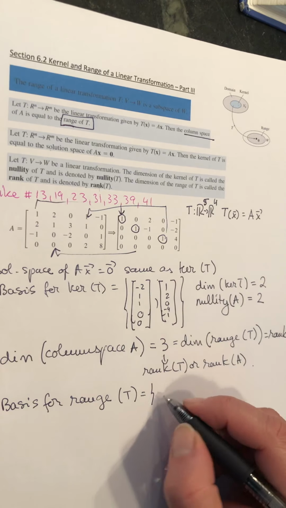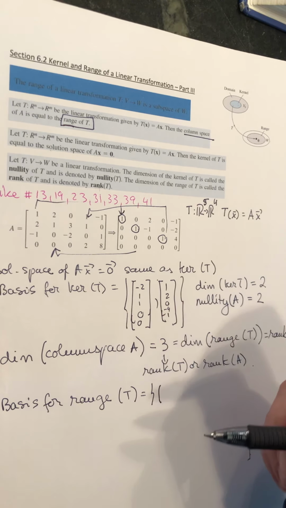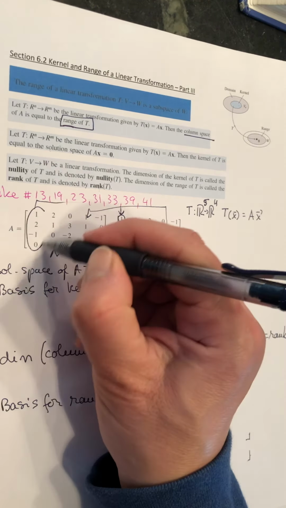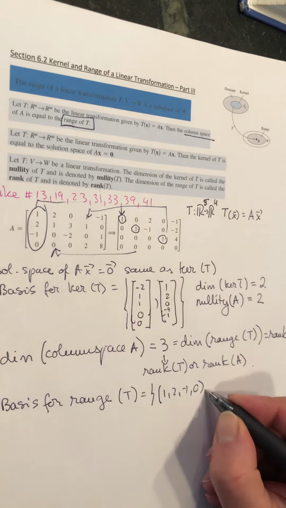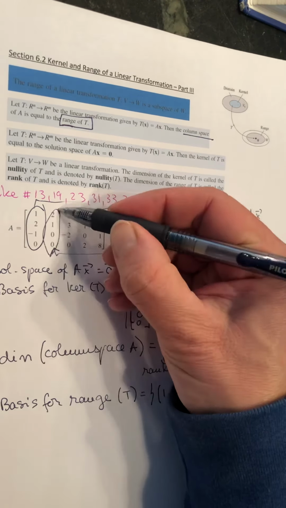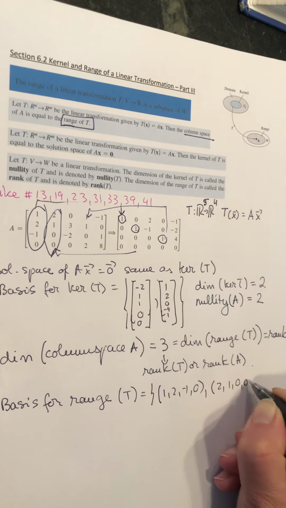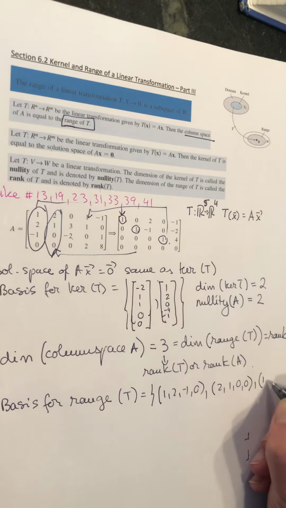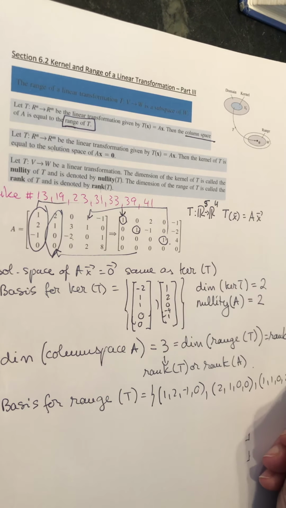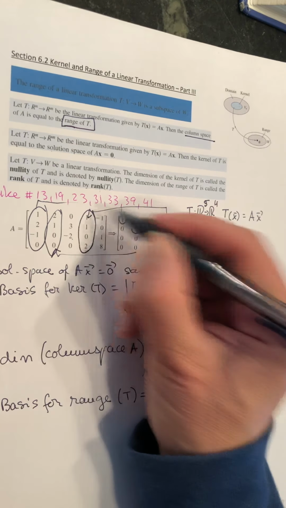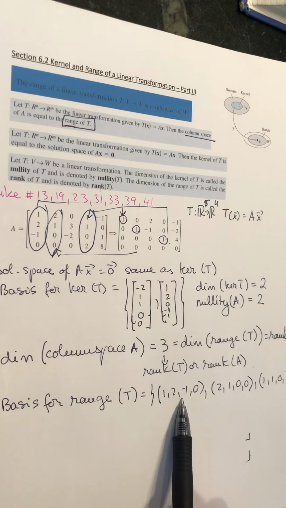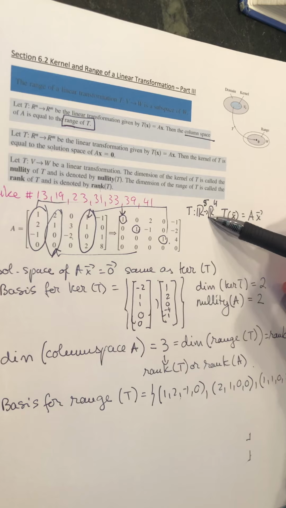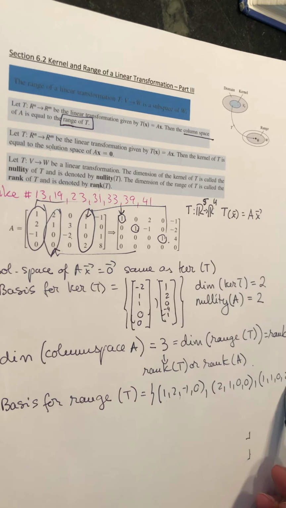So that means a basis for the range of T could be made of 1, 2, -1, 0. That's this one, because it corresponds to that leading one. And then I'm going to take this one, because 2, 1, 0, 0 corresponds to the second leading one. And then the last one, 1, 1, 0, 2. And we notice that the vectors in the range of T have the same dimension as the codomain. So they have to have 4 entries, right?